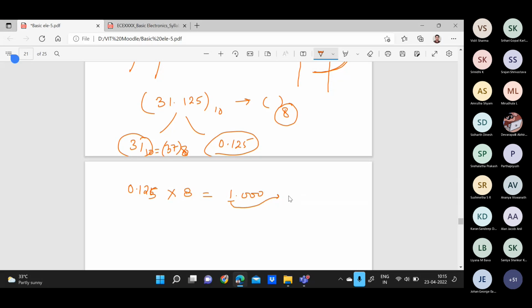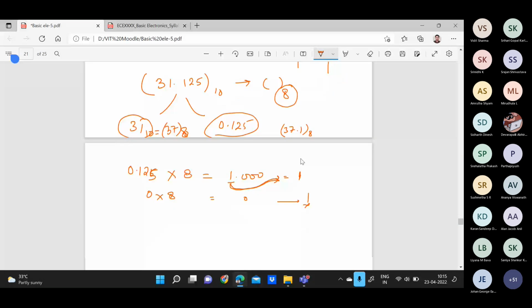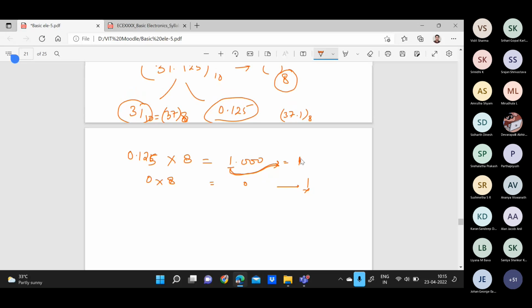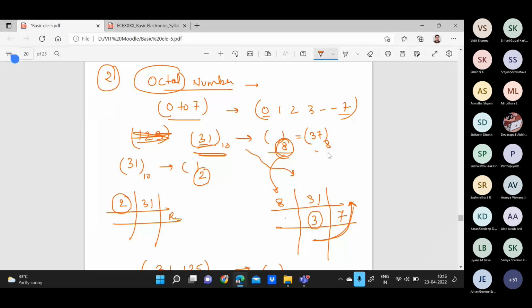Right? That will be what? 1. And the right, this is 1. Now if you multiply this 0, because you already noted this value, right? So it will be what? Again 0 only, multiply by 8. So you will get 0. And the rest will be the rest of the value, right? It will be 0. So the number will be 37.1 in the octal. Okay. So this was the procedure to convert any decimal into the octal, right?